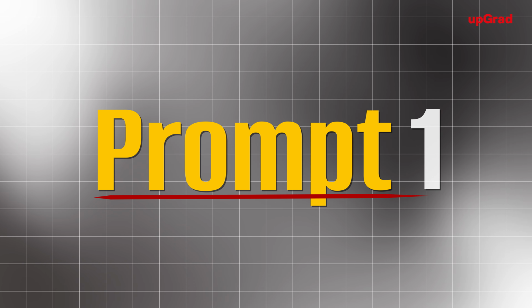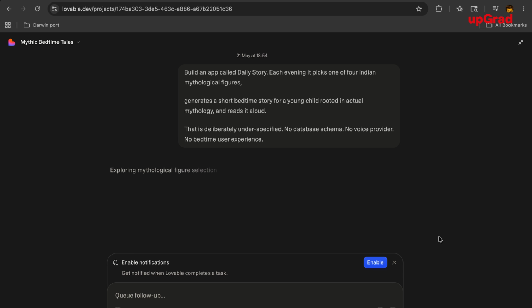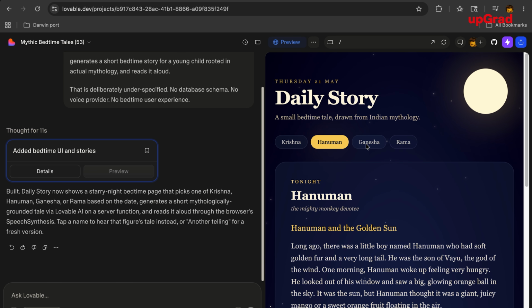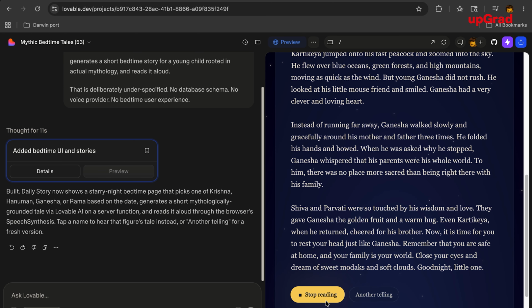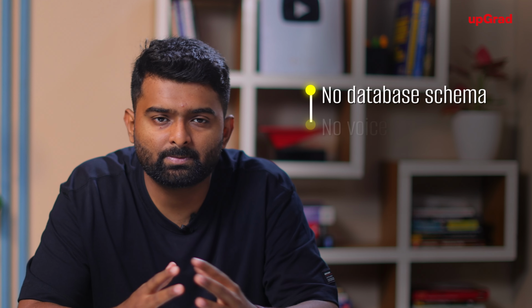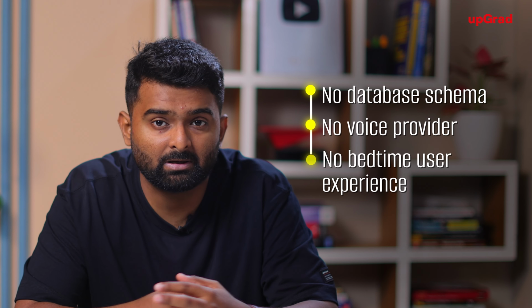Prompt 1. Build an app called Daily Story. Each evening, it picks one of the 4 mythological figures, generates a short bedtime story for a young child rooted in actual mythology, and reads it aloud. That is deliberately underspecified. No database schema, no voice provider, no bedtime user experience. The point is to see what the tool assumes, because those assumptions are where AI builds usually break.